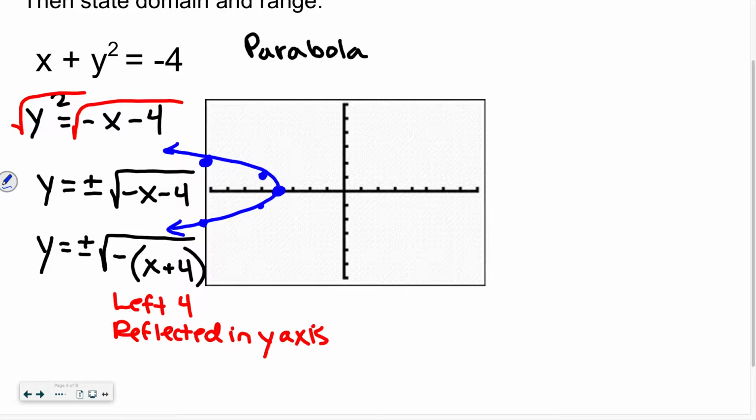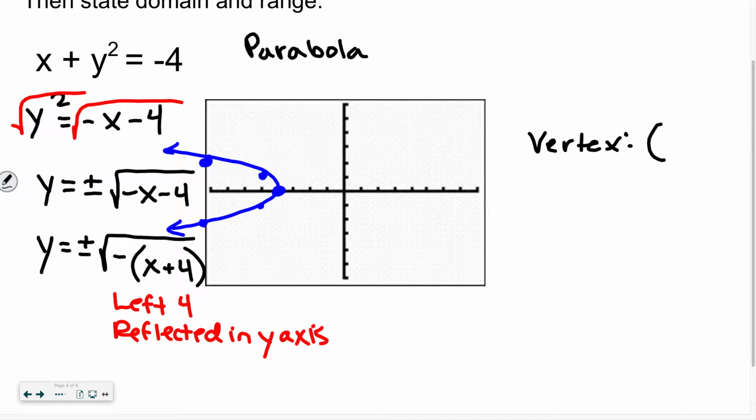There are 2 of them. So be on the lookout for that. I think there's one of those on the homework tonight where you have to factor out the negative. Okay, be on the lookout for that. It is really cool. Awesome.